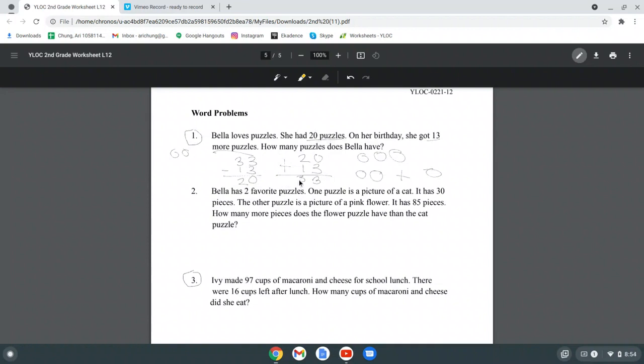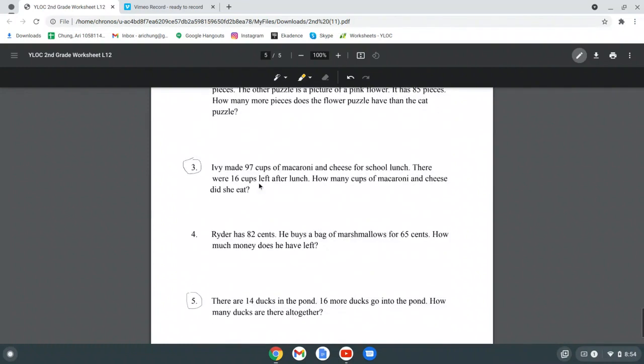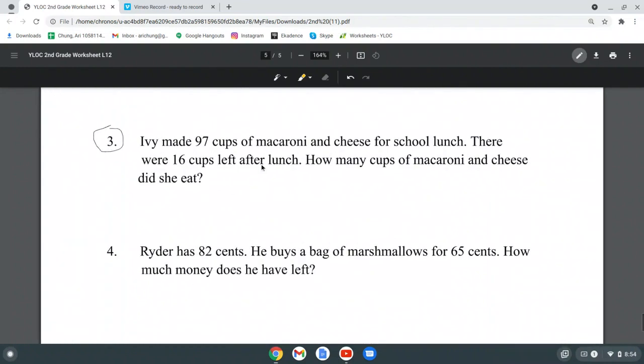And how many puzzles does Bella have? She has 33 puzzles. Let's go to the next question, and here we have number 3.